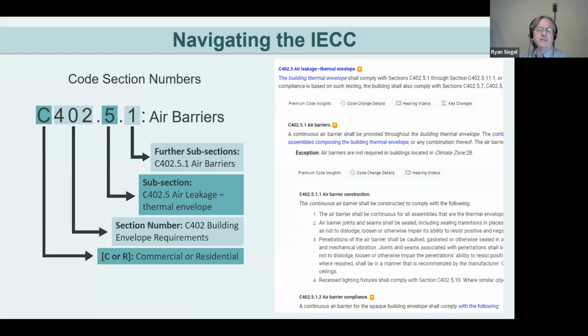So as we're going through this, anytime we start, here on the right-hand side, we see we're starting in C402.5. So this provision is going to apply for anything that begins with 402.5. So further down, we see a 402.5.1. That's going to apply only to those, and then further down the tree. So it starts from the top, and you're working your way all the way down the tree like that.